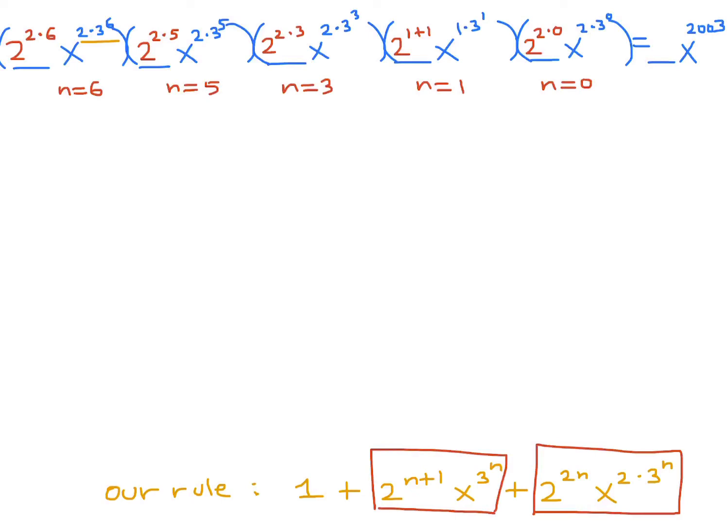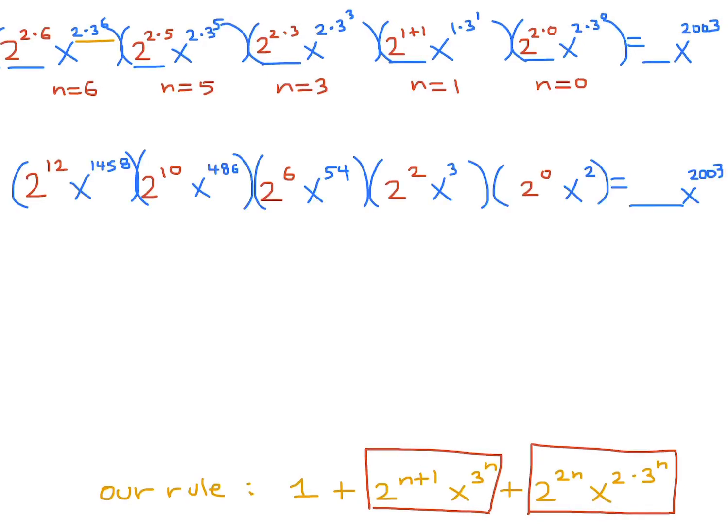All right, we've got all our coefficients. So this looks like it's 2 to the power of 12. This is 2 to the power of 10, 2 to the power of 6, 2 to the power of 2, and 2 to the power of 0. And I'll write in all the x's. So we've got x to the power of 1458, x to the power of 486, x to the power of 54, x to the power of 3, and x to the power of 2. When you multiply all of those together, it will be x to the power of 2003.